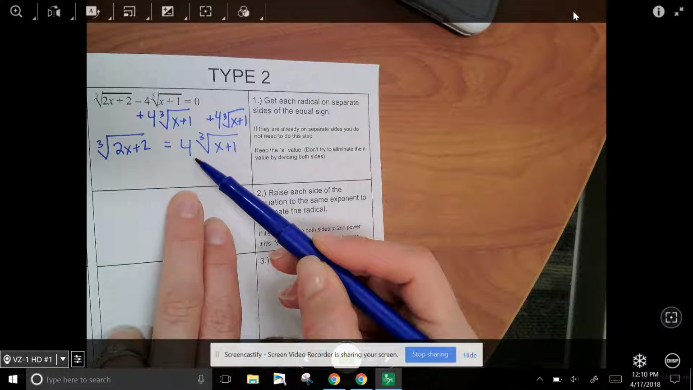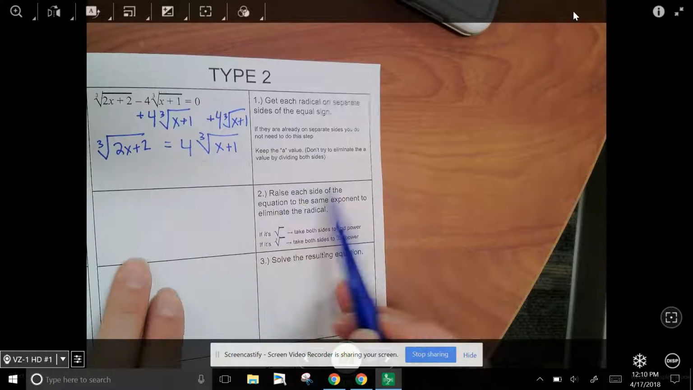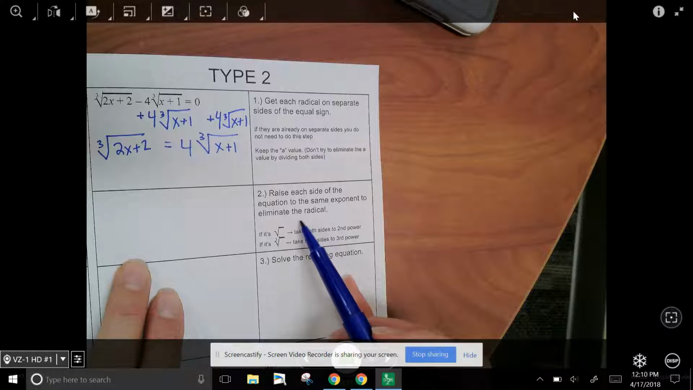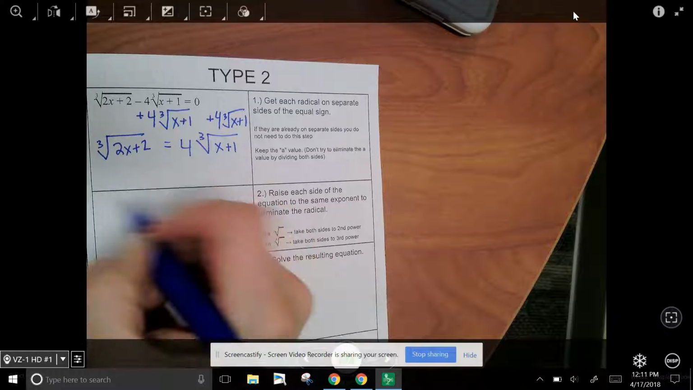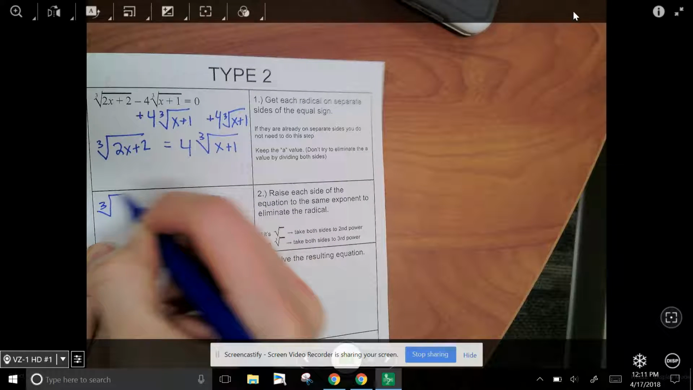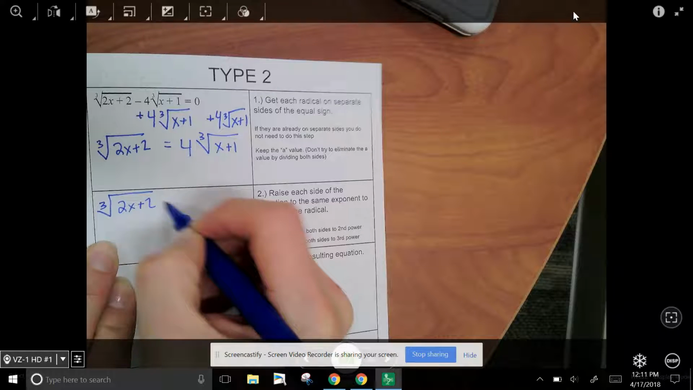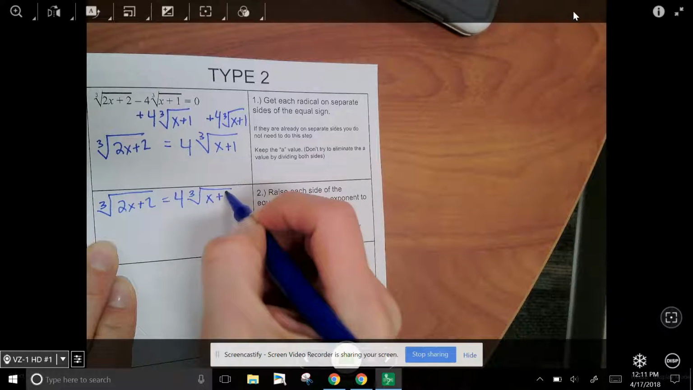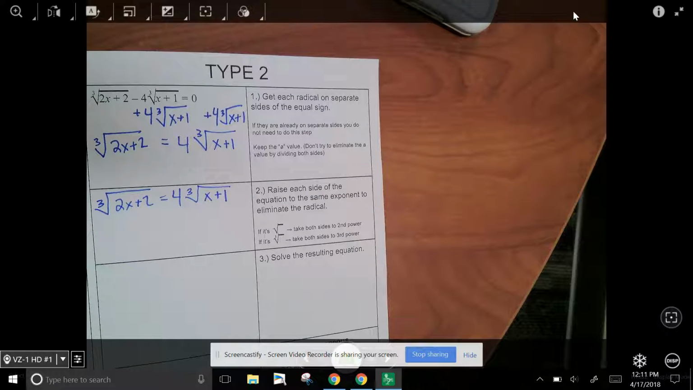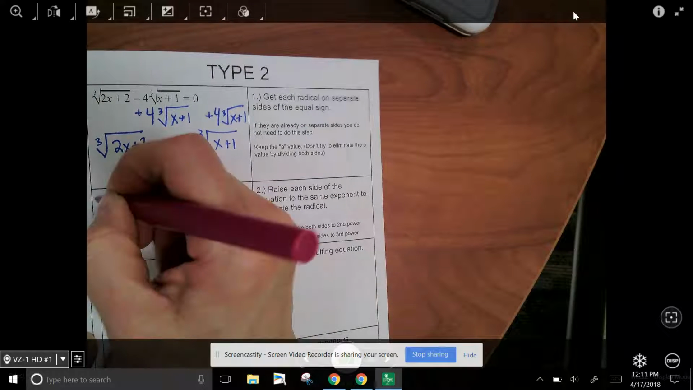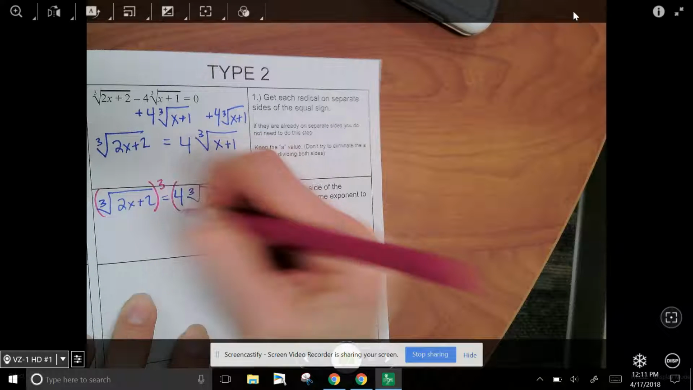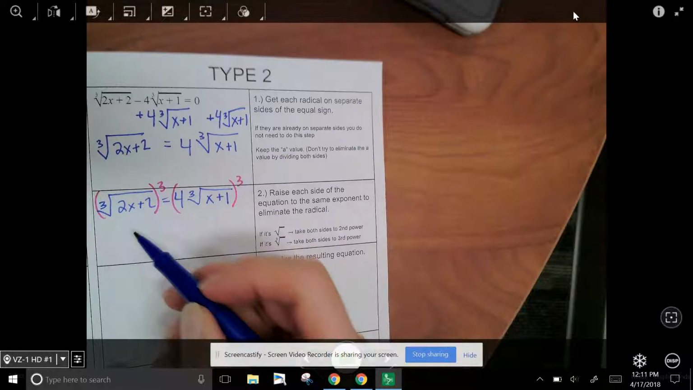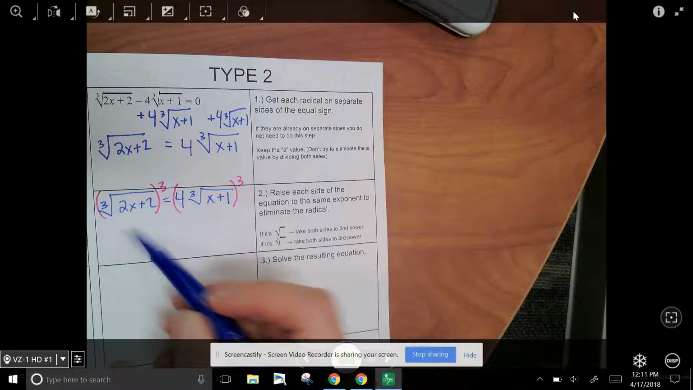So our next step is we're going to raise each side of the equation to the same exponent to eliminate the radical, just like we did in type 1. So I'm going to rewrite my equation here exactly like I have it above. And I'm going to cube both sides of the equation because these are cube roots. So when I do this, the only thing that happens is the radical or the cube root goes away.